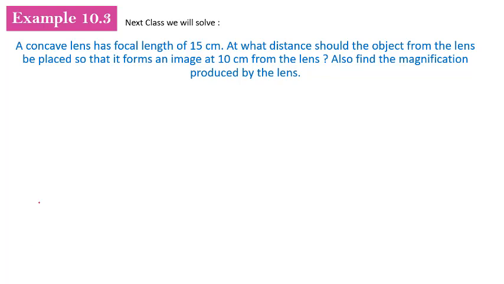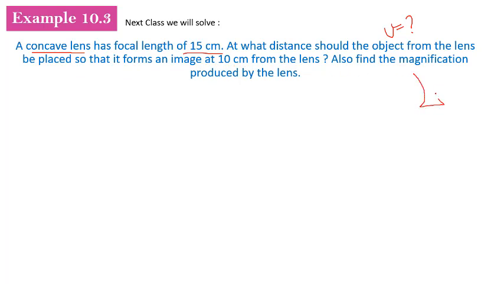Now what values do you have? First look at the lens. Your lens is concave lens, given focal length equals 15 cm. At what distance should the object be placed? So you have to find u, okay, so that the image forms at 10 cm from the lens.